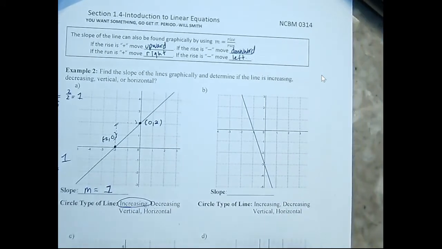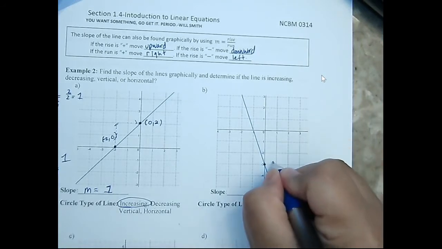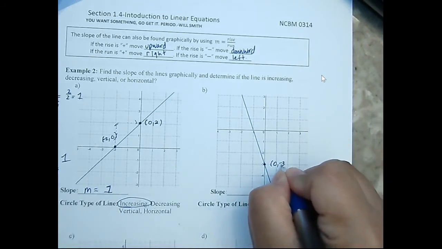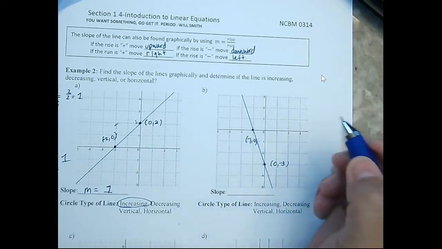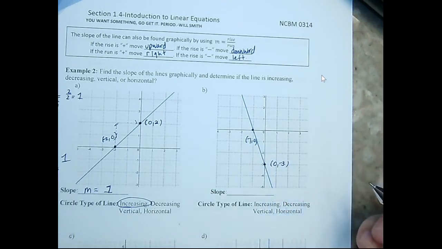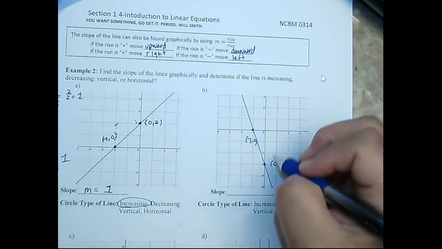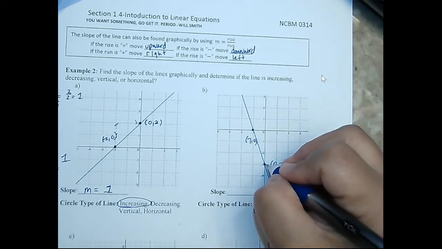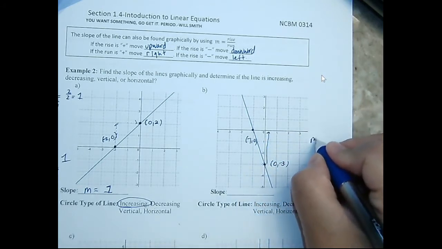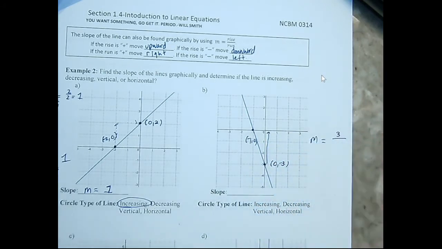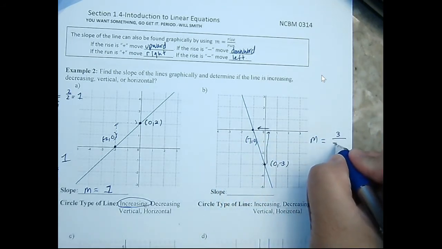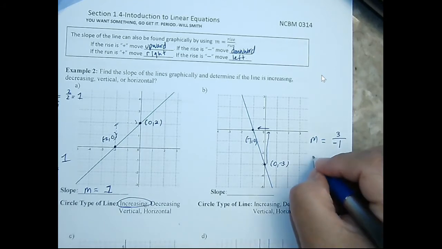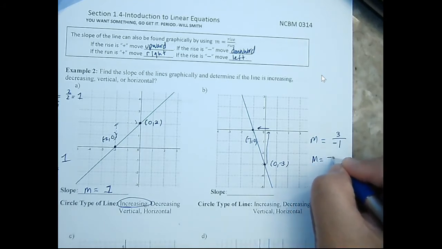Okay, so let's look at the next one. So I always like to find points that we can easily recognize. And so this one here is negative 1, 0, and 0, negative 3. So if you want to use the formula, you can do that, or we can use the idea of rise over run. So if you're standing here, then you're going to need to go up 3 units. So that would be your rise. And then we're going to have to go left 1 unit. Since you're going left, we represent that with a negative 1. So my slope would be negative 3.